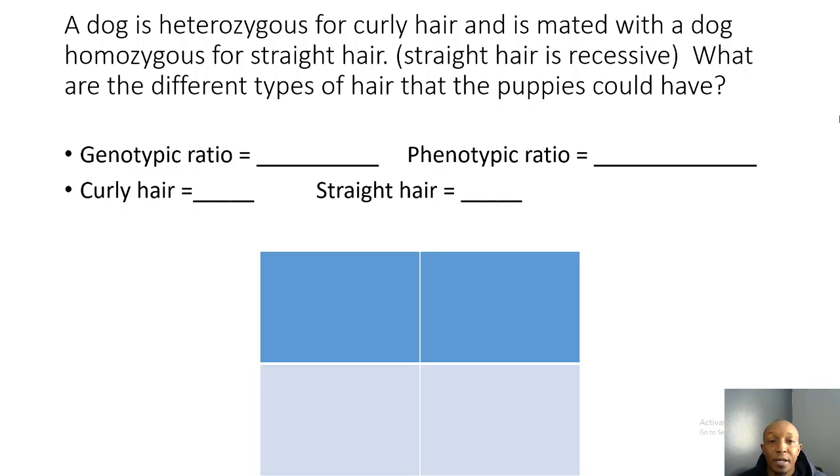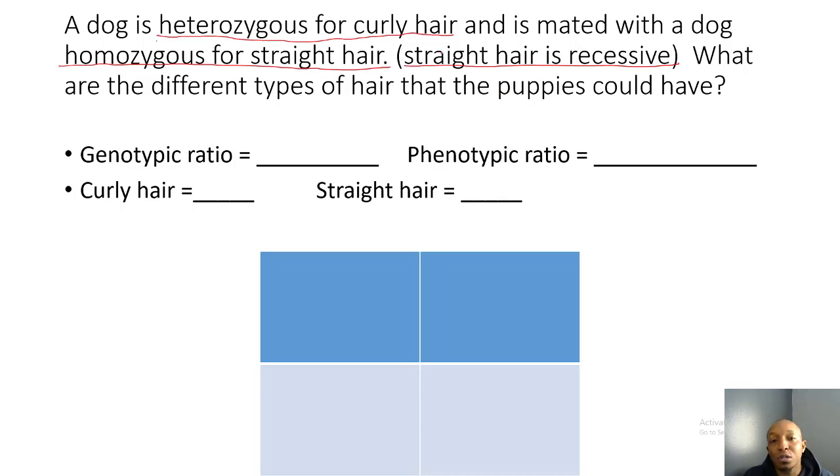So let's get started. It says a dog is heterozygous for curly hair. That's important information, so we're going to underline that. And is mated with a dog homozygous for straight hair. That's more important information, so we're going to underline that as well. Straight hair is recessive. What are the different types of hair that the puppies could have?